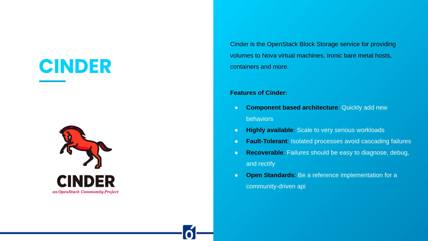Features of Cinder. Basically, it's a component-based architecture, so you can quickly add new behavior to it. Then it's highly available and scales to various serious workloads. You can deploy Cinder in different data centers, so basically it's highly available storage. Then we have fault tolerance, so isolated processes avoid cascading failures, which basically reduces failures. Then it's recoverable, so failures should be easy to diagnose, debug and rectify. So debugging is very easy in Cinder. Then we have open standard, so it is a reference implementation for a community-driven API.